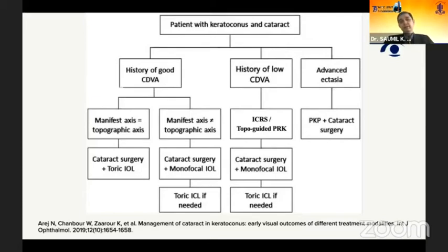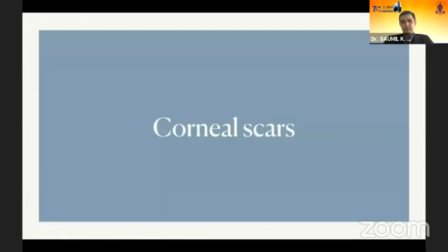On the other hand, if they have history of low corrected visual acuity, then you can try regularizing the cornea by intracorneal ring segments or topo-guided PRK, and then followed by cataract surgery with a monofocal lens. Of course, in advanced ectasia, you go ahead with a PKP triple, right?